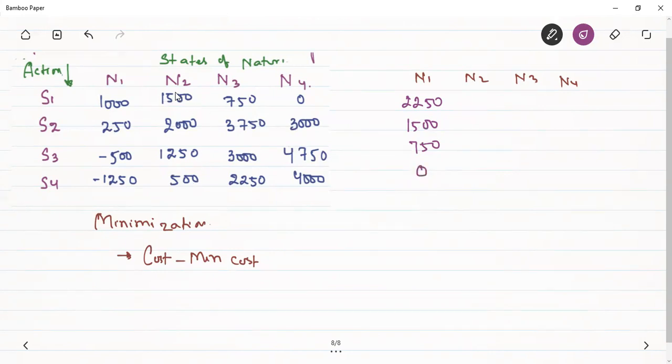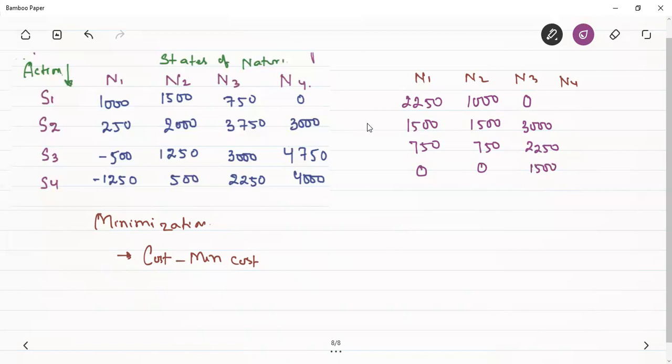In the second state of nature, the minimum cost is 500. Therefore, 1500 minus 500 will be equal to 1000. 2000 minus 500 will be equal to 1500. This will be equal to 750, and finally, this will be equal to 0. In the third state of nature, the minimum value is 750. Therefore, 750 minus 750 will be 0. 3750 minus 750 will be equal to 3000. Similarly, the other values will be equal to 2250, and this value will be 1500.